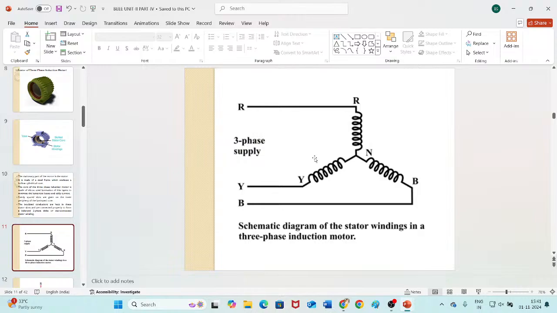We know that single phase has a phase and a neutral, while three phase has three phases: R, Y, B. This is R, this is Y, this is B. So this is one winding, another winding, a third winding, all interconnected to a common point known as neutral. This is the star connection of the stator windings.